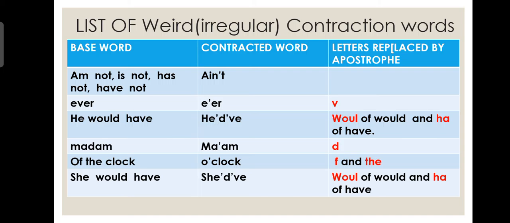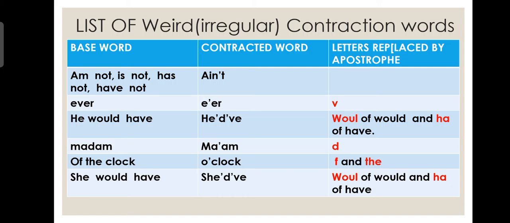And these are some irregular contracted words. These are some uncommon ones, okay, weird ones. So the first is again the base word, contracted word, letters replaced by apostrophe. Am not, is not, has not, have not. For all this we write ain't. Ain't it, we say like that. It's a very uncommon one, you just remember. I have not given which letters are replaced here, because it is different from the rules that we have been doing.